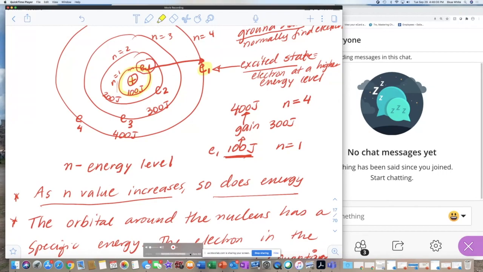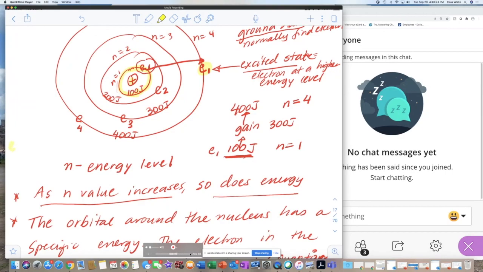Well, all good things must come to an end. That's not a chemistry rule. But the rule in chemistry is the excited state is temporary. That's the chemistry version. The excited state is temporary. You can't be excited forever. You gotta go back home, right?